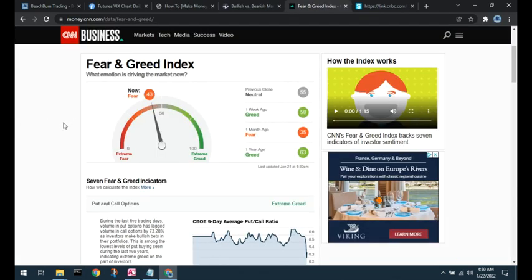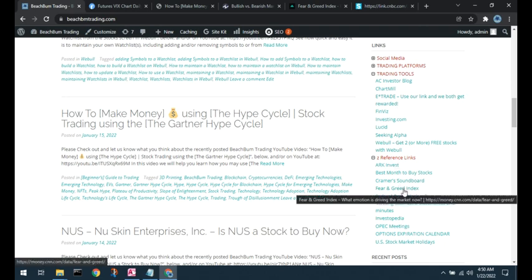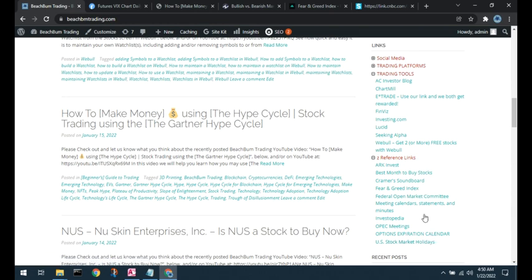Another useful tool I thought I would share with you, if you're not familiar with it already, is the Fear and Greed Index on the CNN business site. That is a gauge of the overall fear or greed currently in the markets. And you can find this link under the links section of our homepage at beachbumtrading.com, bum without the U. You can see we have a number of reference links, and you can find the link to the Fear and Greed Index as well as several of the other reference links and tools that we use.